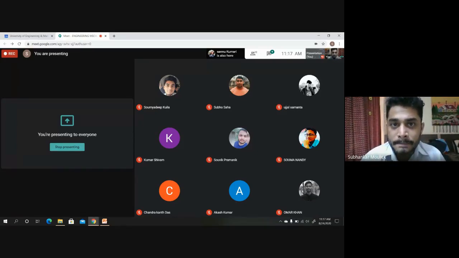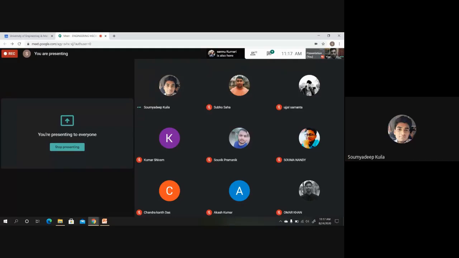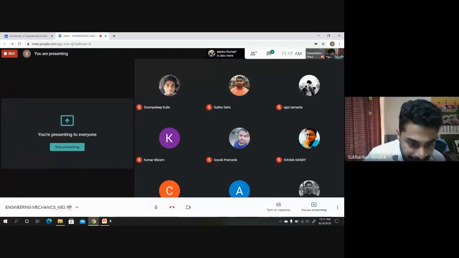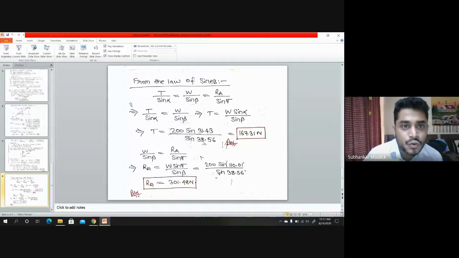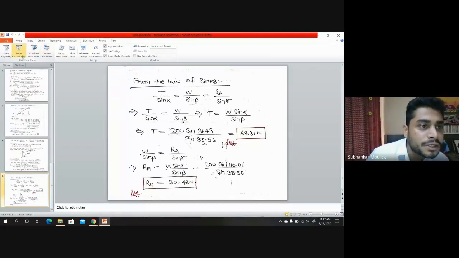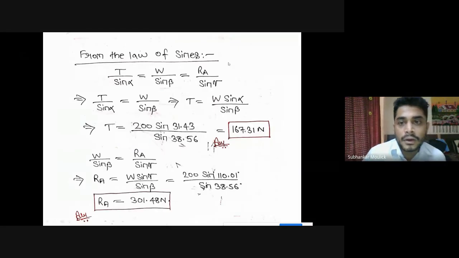Any doubt? Any doubt? No, sir. Okay. So by a simple diagram, let me show you the difference between torque and moment. Okay.